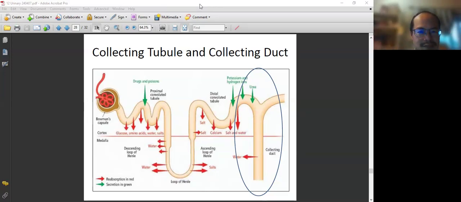So now, it's the final stop. And each segment has its feature. And so it's very easy. It's very clear. It's very easy to understand.